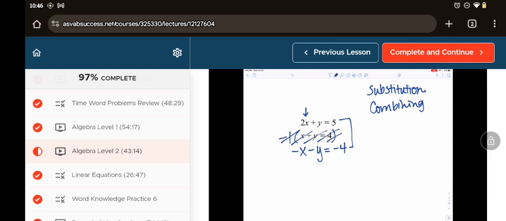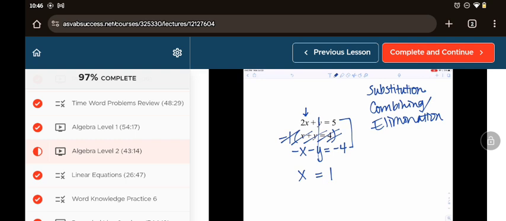So I start with 2x. 2x minus x gives me x because 2 minus 1 is 1. y minus y gives me 0, so that just cancels out. The equal sign is carried down. 5 minus 4 is 1. x equals 1. So by eliminating, or combining, it could also be called elimination, I got rid of one of the variables, and now I have one variable left, and it just tells me that x equals 1.